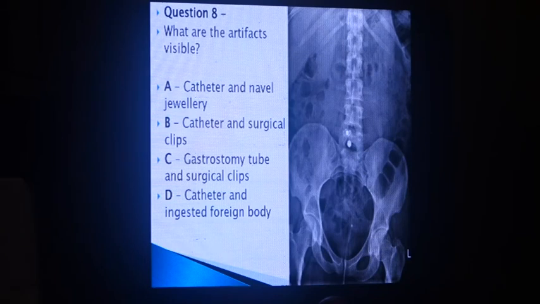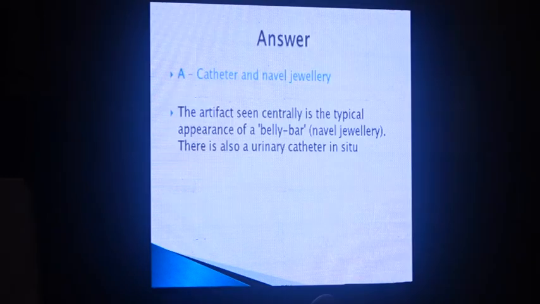Now next question. What are the artifacts visible? Central navel jewelry, catheter and surgical clips, gastrostomy tube and surgical clips, or catheter and ingested foreign body? Anybody from the left side? Yes, we can see the catheter tip, and basically this is navel jewelry. The artifact seen centrally is the typical appearance of a belly bar, navel jewelry.